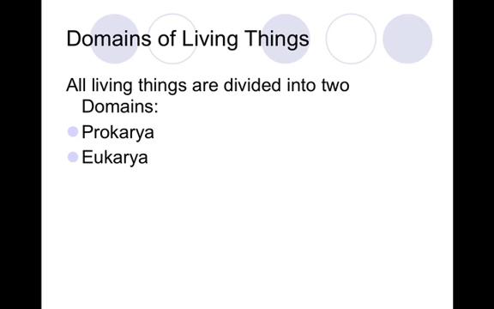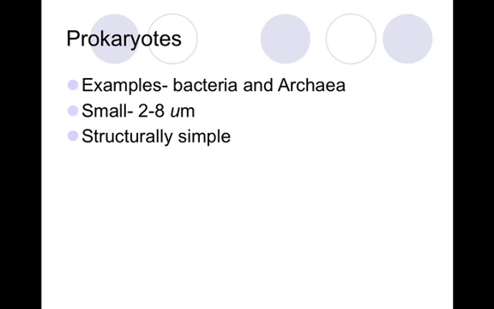There are 2 large domains of living things, and we talked about those already, prokaryote and eukaryote, and they're divided up based on whether or not the cells have a nucleus. Examples of prokaryotes are bacteria and archaea. They are extremely small. They are smaller than eukaryotes by about 16 times, and they are structurally simple. That's very important for you to know.